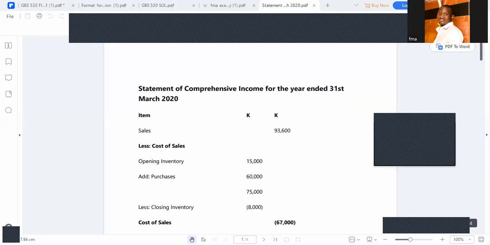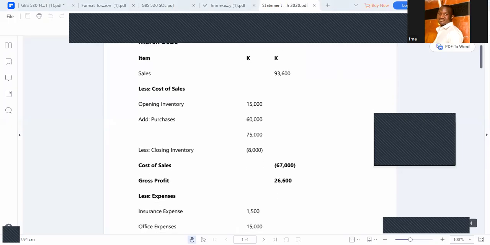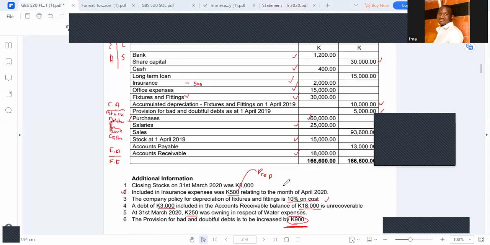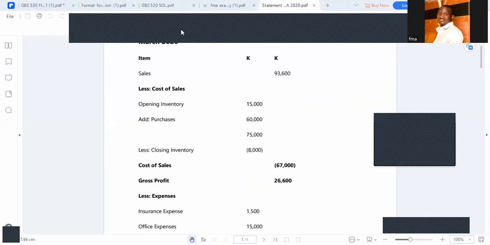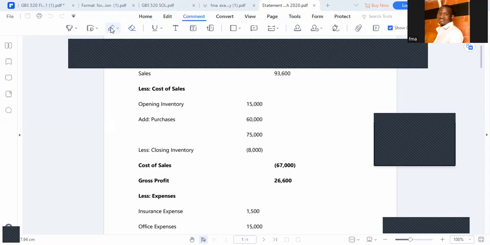Okay, so as you do your posting to the trial balance, we move to the income statement. I just want to finish all the adjustments. So now we can go. Our sales figure is here. We put the 9,300. This is obvious, no problem.